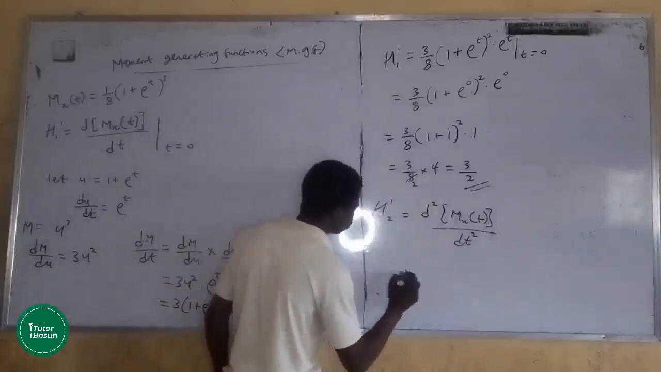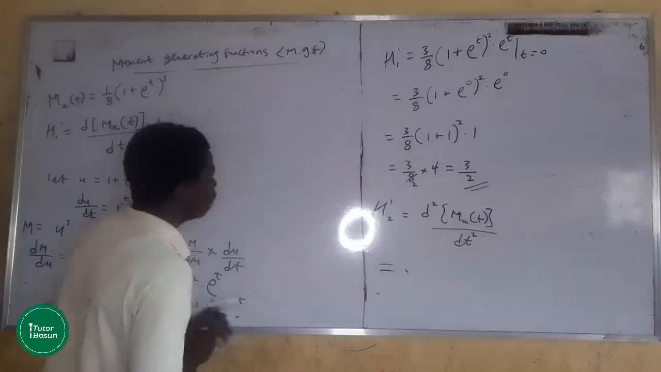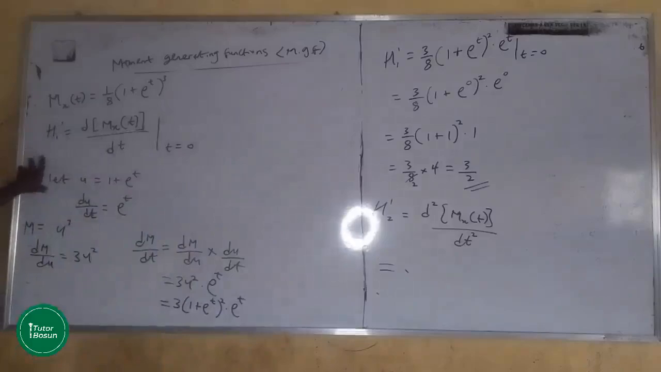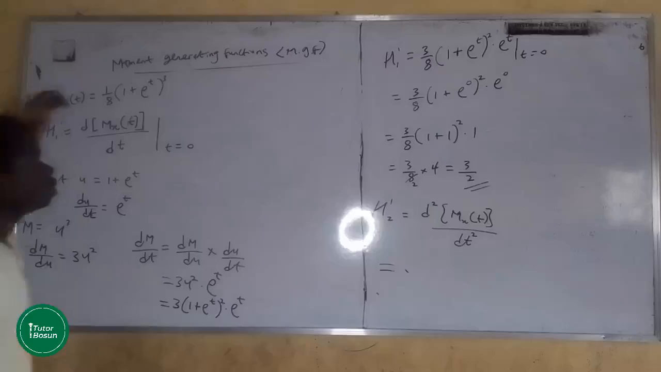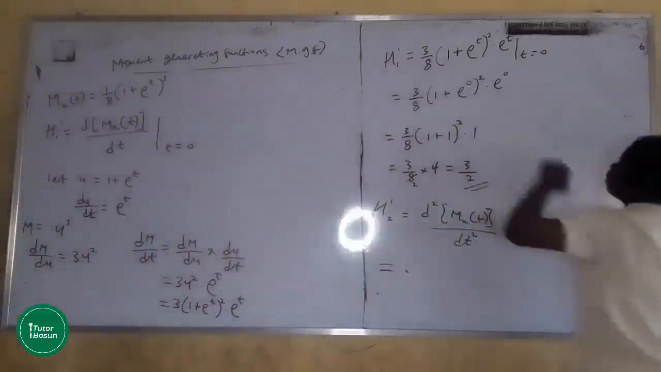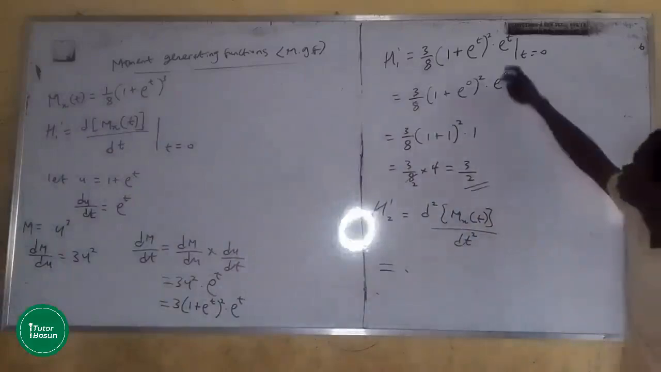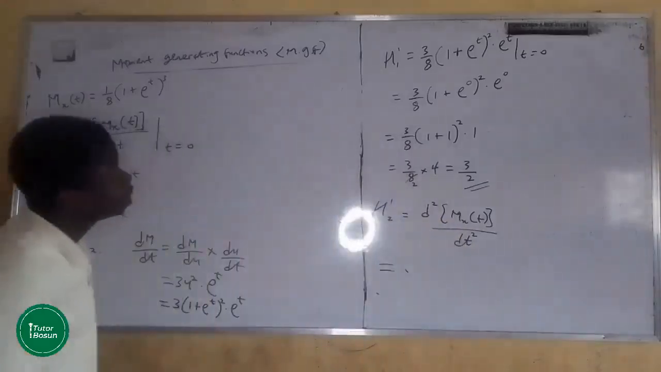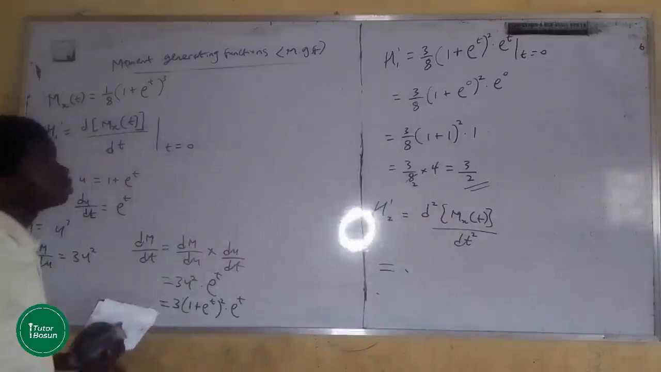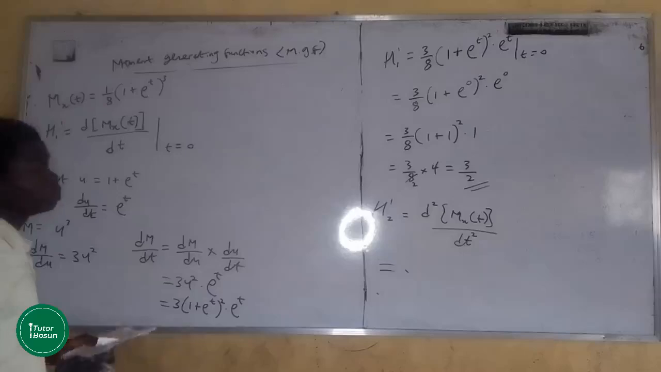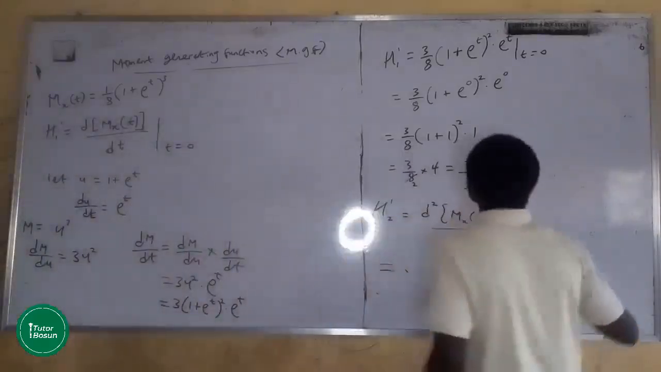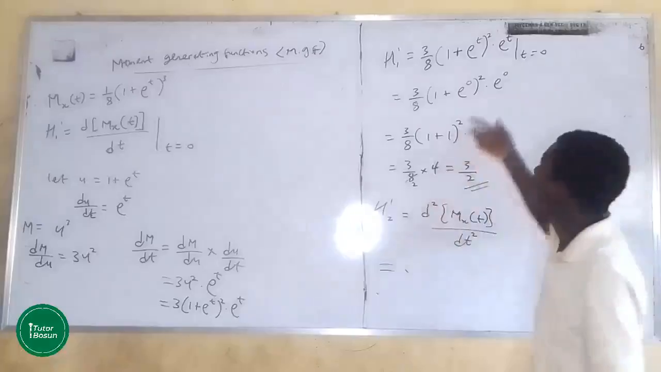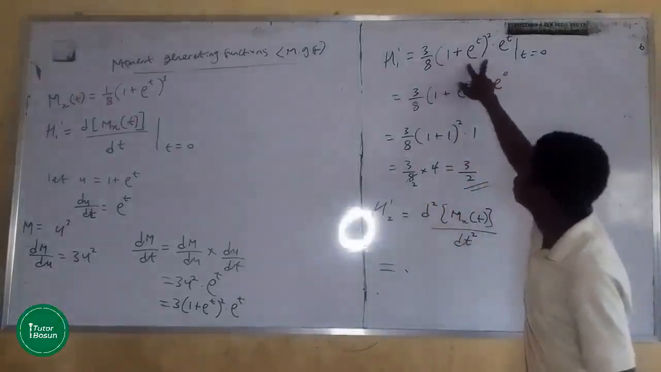The square with t squared. So how do we go about that? The first derivative resulted into this expression. The second derivative will be solved similarly in that way. We can decide to apply our product rule to find our second derivative.